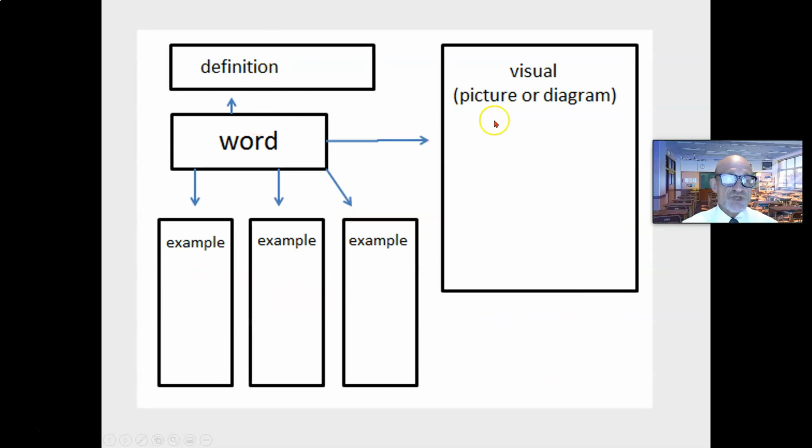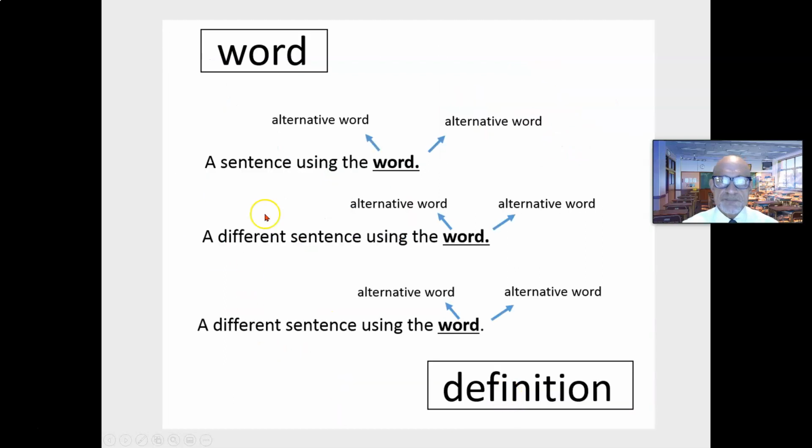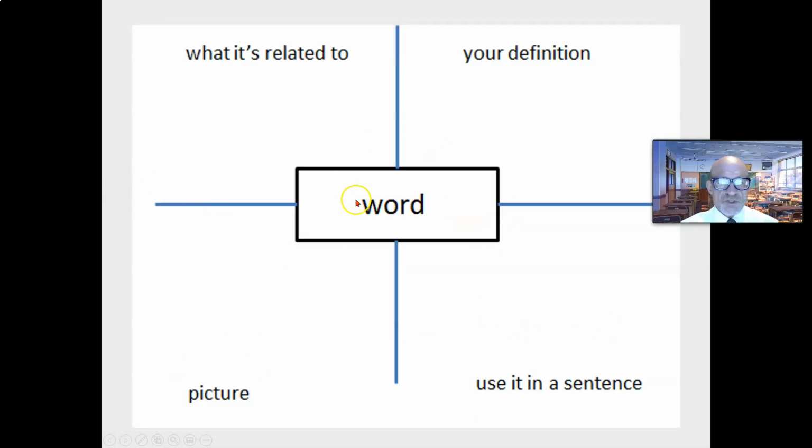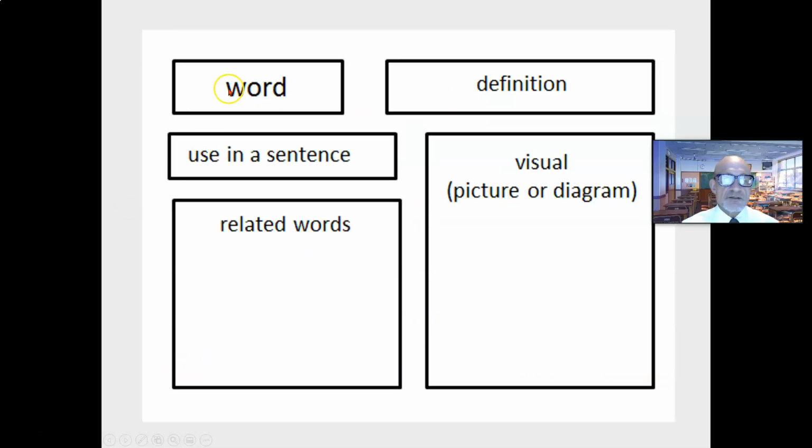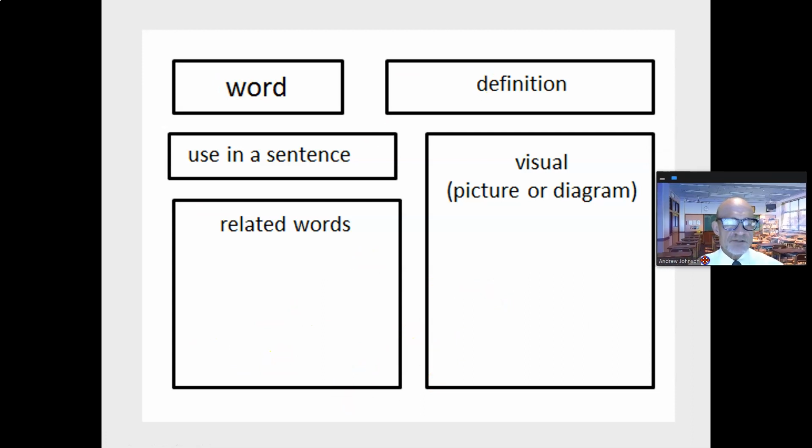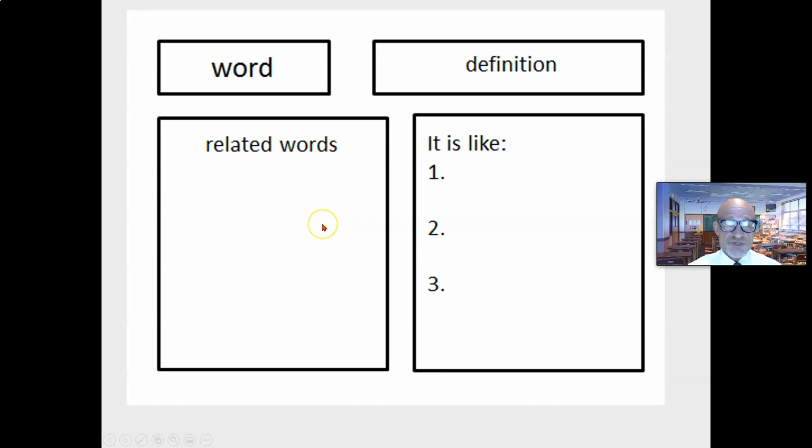Word, definition, a visual, a picture, an example of the word being used. The word, a sentence, alternative word, different sentence using the word, different sentence using the word, and then the definition. Word, what it's related to, your definition, sentence, picture, word, and you get the idea. These are all different types of vocabulary maps. You want to present a number of different options for students to use and allow them to choose the one, or you find the one.